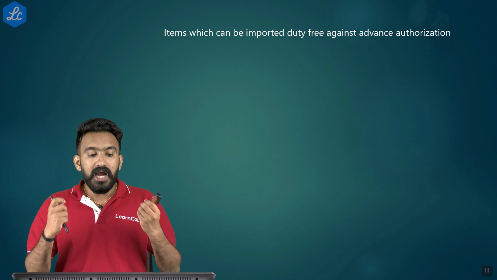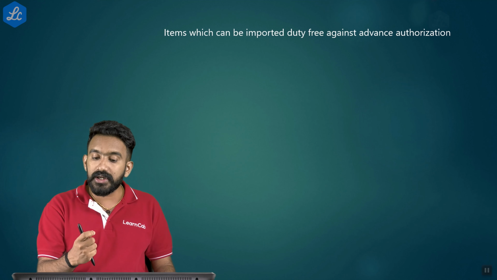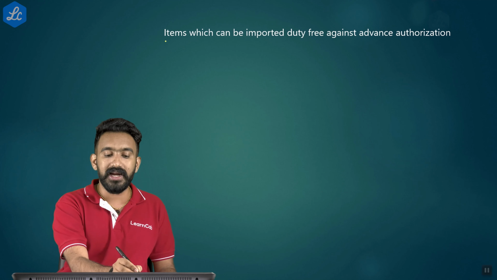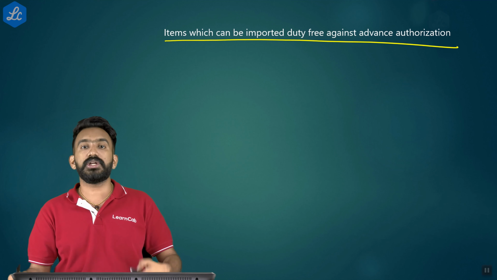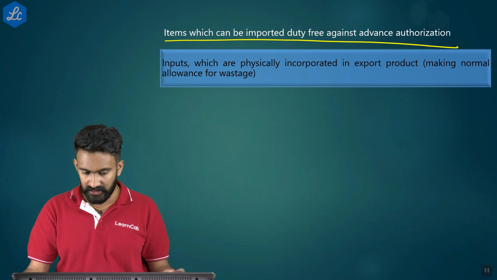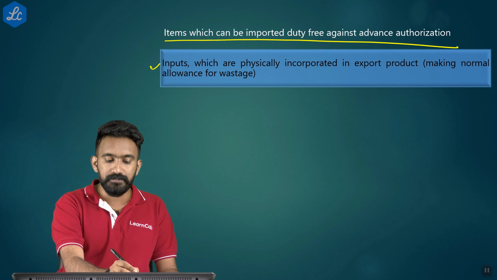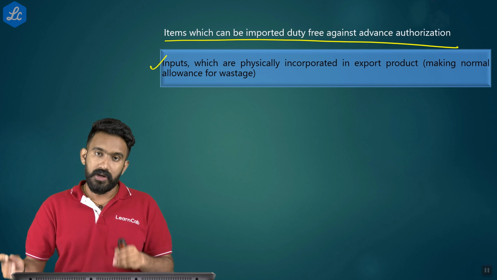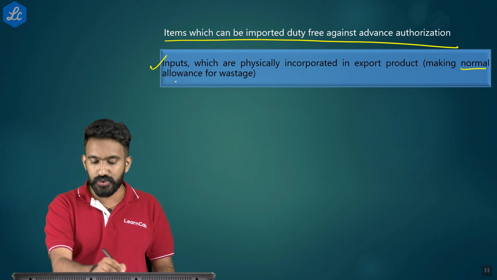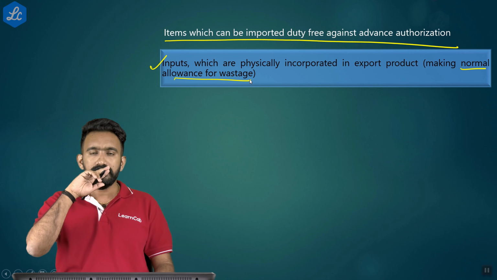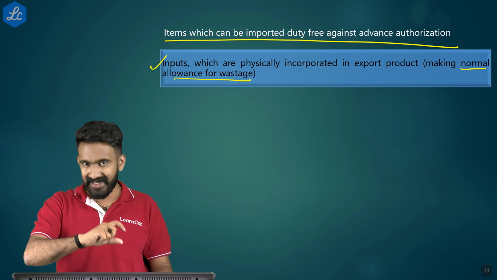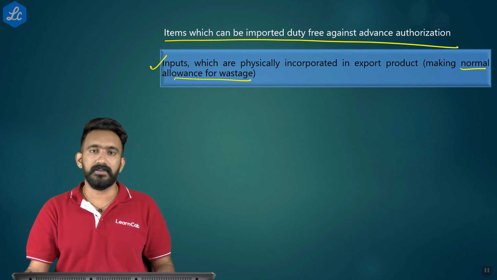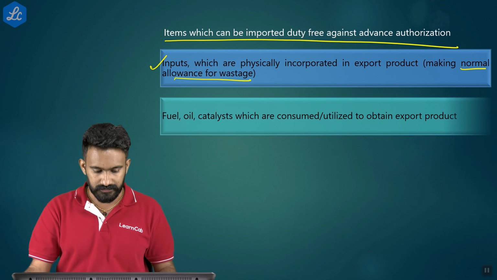Next, items which can be imported duty-free against advance authorization. The question is, what are the items I can import without payment of duty? Can I import everything? No. I'll have to import inputs which are physically incorporated in my export product. So, considering a normal wastage which is also there in the norms, those inputs which I can identify from the exports, that is allowed as duty-free imports.